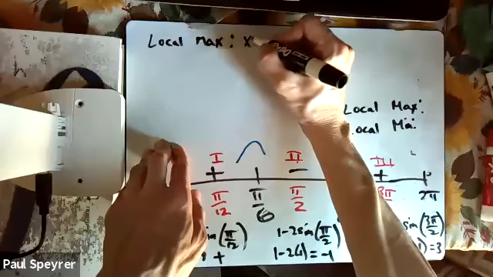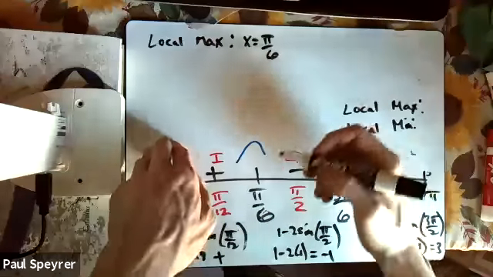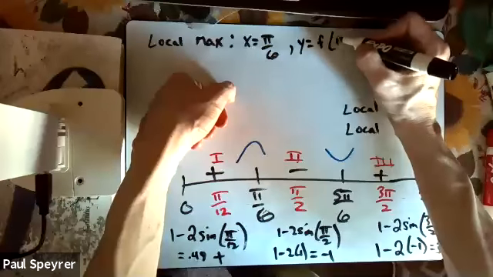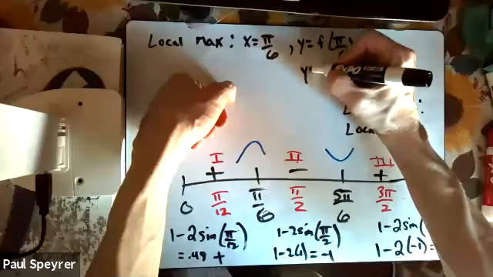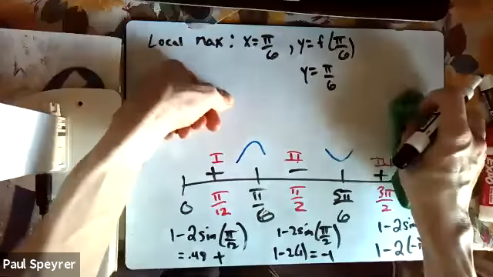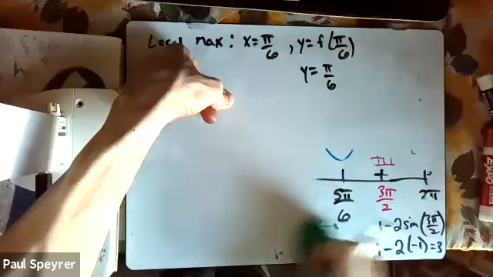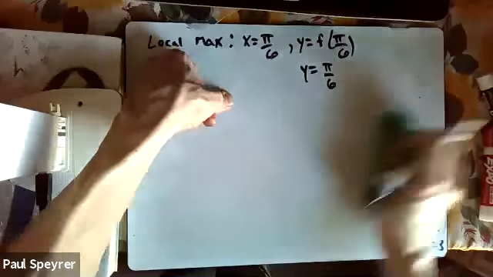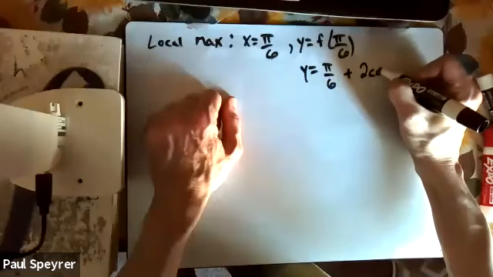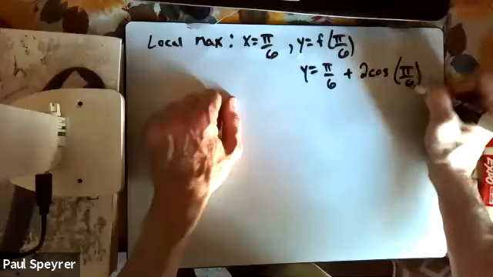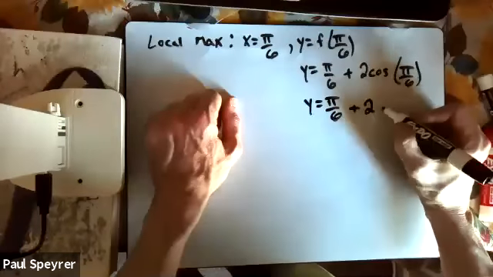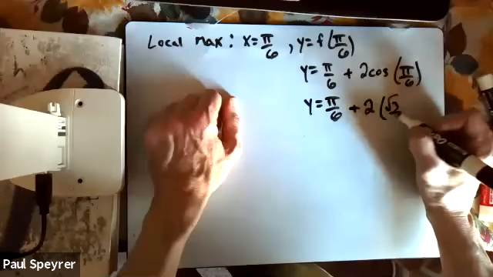So local max at x equals pi over 6. Remember, we need the y value. How are we going to figure that out? y is equal to f of pi over 6. So we're going to plug that pi over 6 back into the original expression. So we have pi over 6 plus 2 cosine of pi over 6. And what's cosine of pi over 6? That's the square root of 3 over 2.